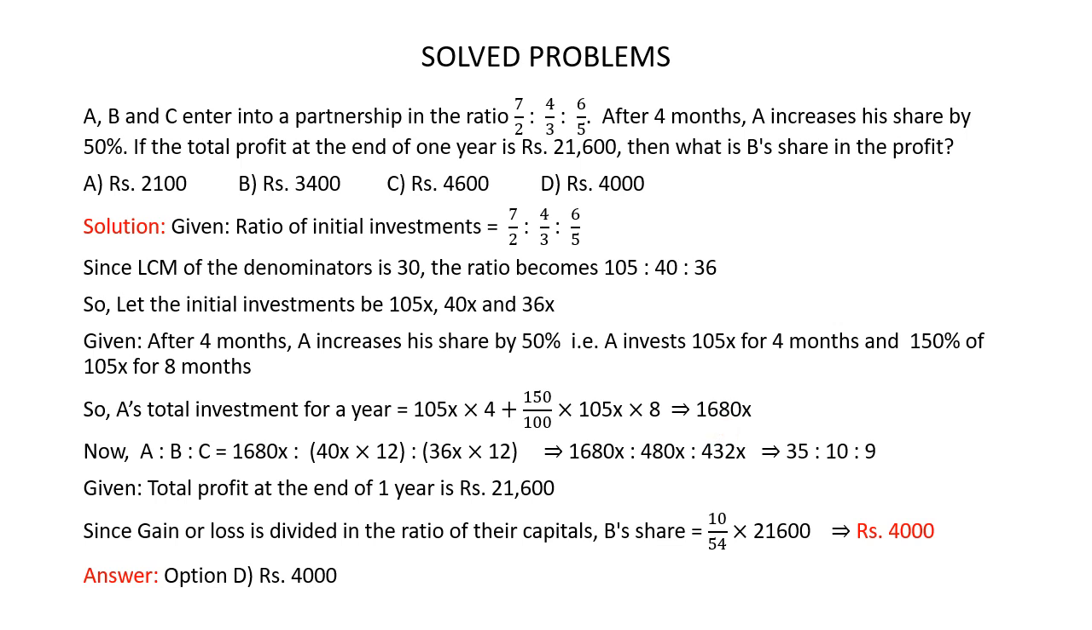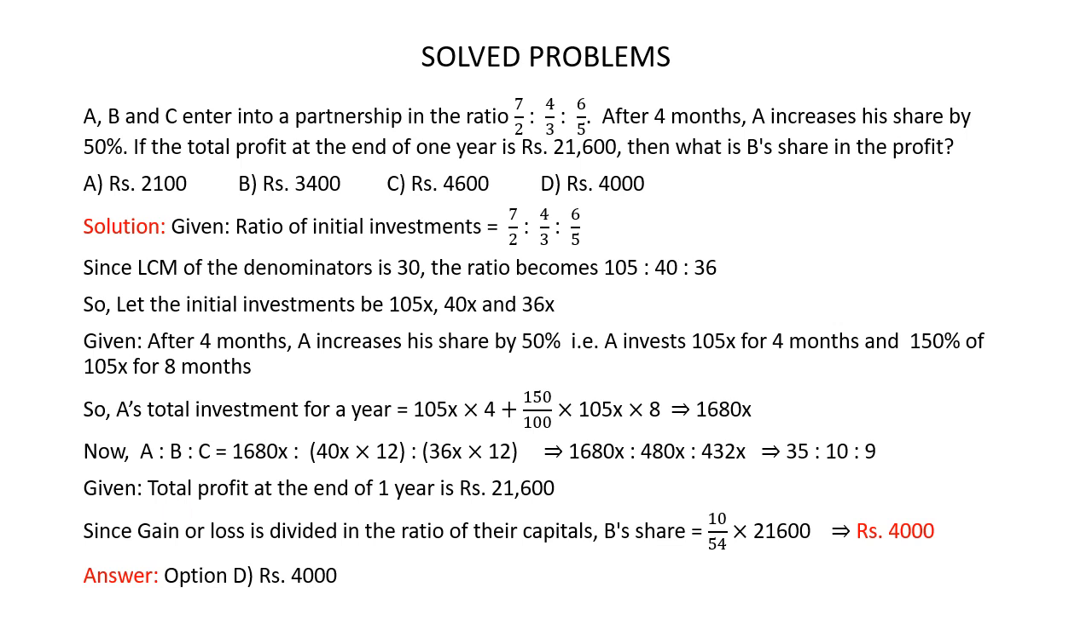1680x. Now B's investment is 40x for 1 year and C's investment is 36x for 1 year. So now A is to B is to C is equal to 1680x is to 40x multiplied by 12 is to 36x multiplied by 12. On solving this, we get the ratio of investment of A, B and C as 35 is to 10 is to 9.